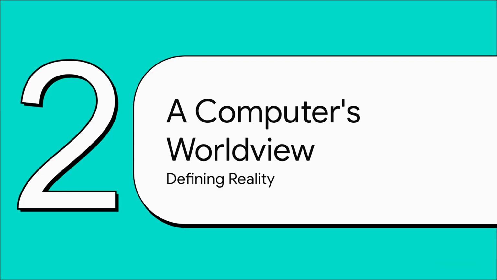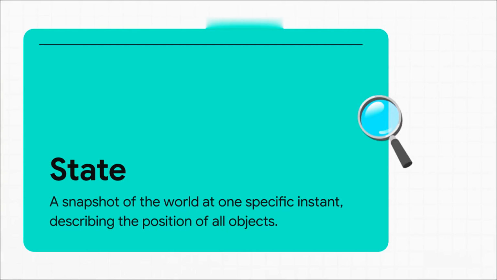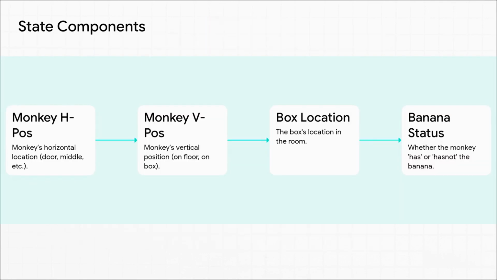Well, before the computer can solve anything, our very first job is to teach it how to see this little world we've created. We have to define its reality, one piece at a time. And the most fundamental concept here, the bedrock of this whole thing, is the idea of a state. Just think of it like a single snapshot, a freeze frame. It's a perfect description of everything in the puzzle at one precise moment in time. For our little room, any possible state can be described using just these four key facts.